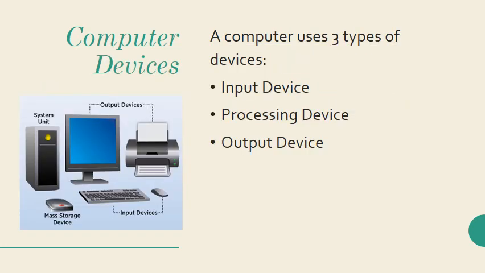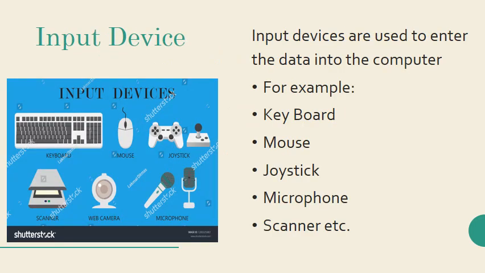Now, different type of devices that we use in computer. A computer is mainly divided into three type of devices. One is input device for entering data, second is processing device to process that data, and third is output device to see the result.